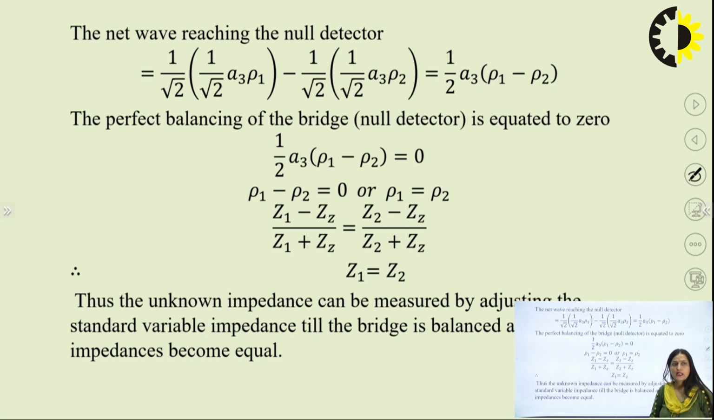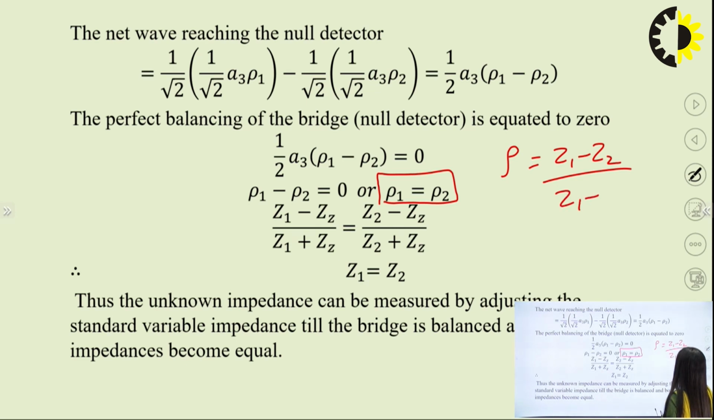For perfect balancing of this bridge, as I have already said, it works like a bridge or null detector, we equate it to 0. When we equate it to 0, this factor cancels out. We can write that rho 1 minus rho 2 is equal to 0, or rho 1 is equal to rho 2. What is this rho 1? The reflection coefficient in terms of impedance is written as Z1 minus Z0 upon Z1 plus Z0, right?